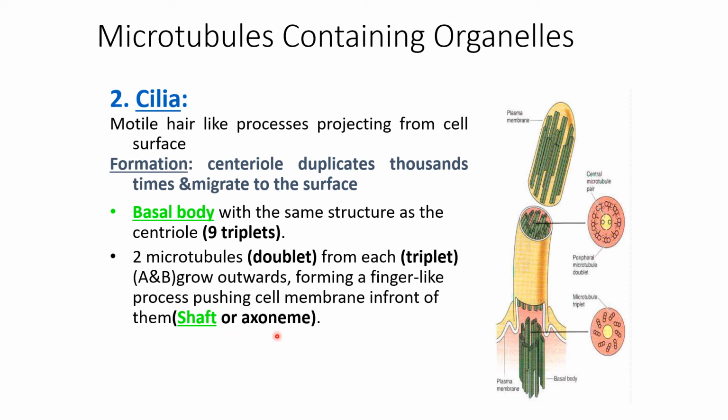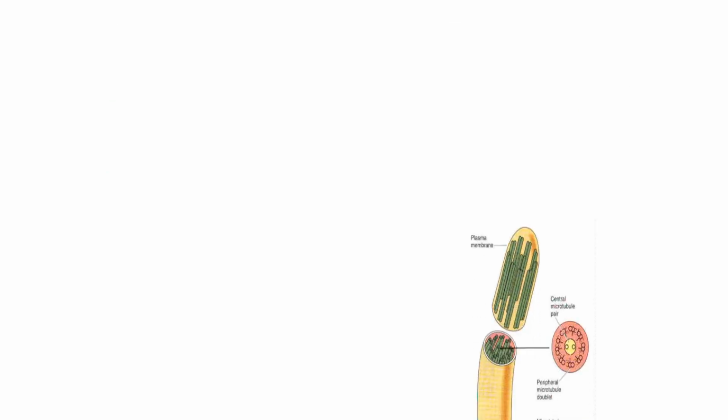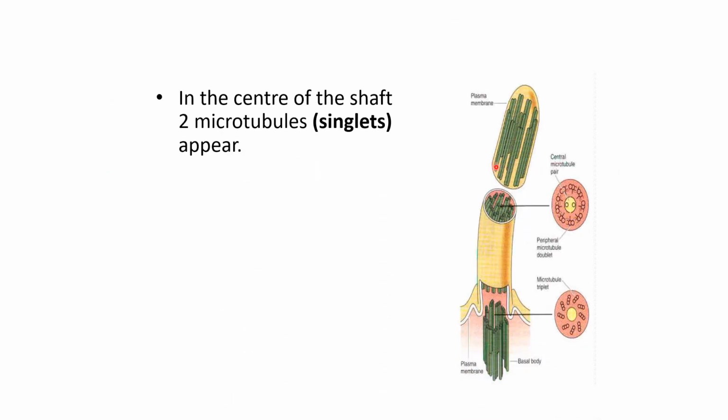Dear students, we have 9 triplets. If I have 9 triplets and 2 microtubules from each triplet move, so I have 2 times 9, so I have 18 microtubules projecting to the surface. In addition, in the center of the shaft, 2 microtubules appear, known as the singlets. From where do they appear? As we said, there is a microtubular organizing center.